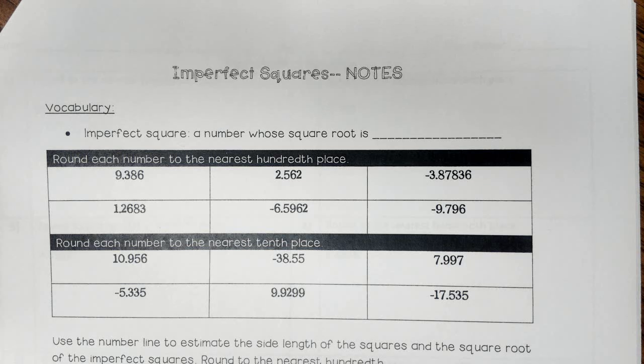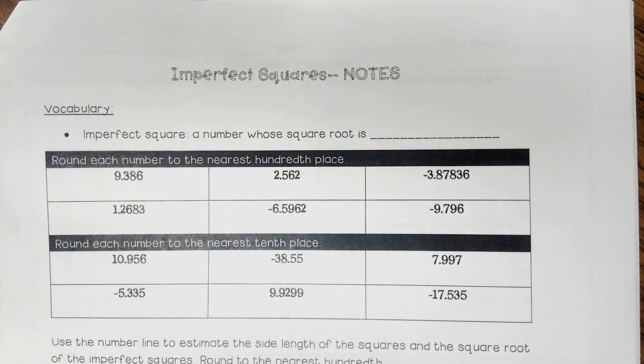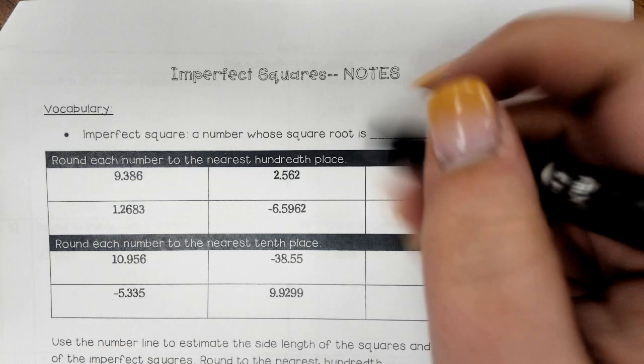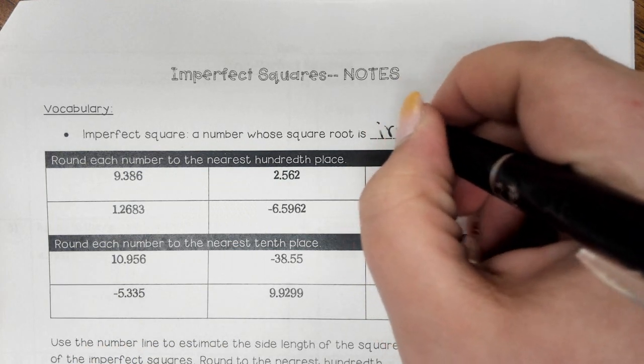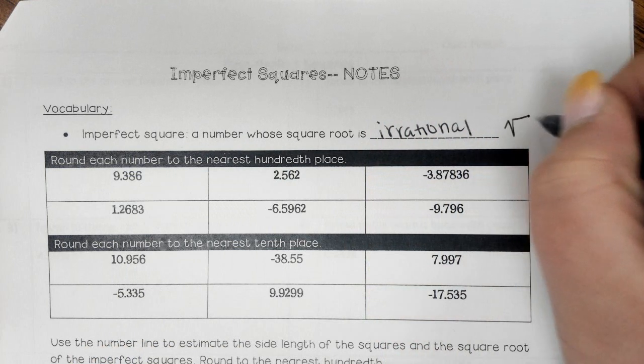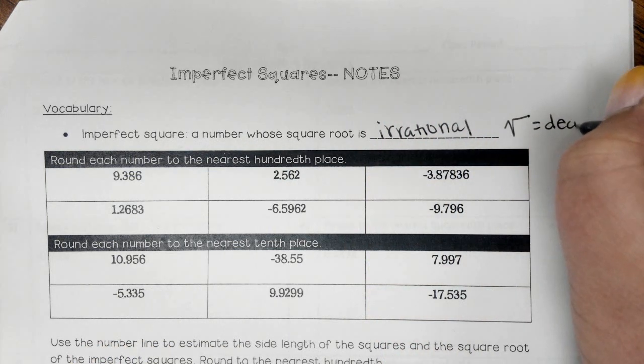In this video, we are going to expand on yesterday's lesson. Yesterday we talked about perfect squares, and how to find out if a number was a perfect square or a square number. Today we're going to talk about the opposite of that, or imperfect squares. For vocabulary, an imperfect square is just a number whose square root is irrational. That means that the square root is equal to a decimal number.